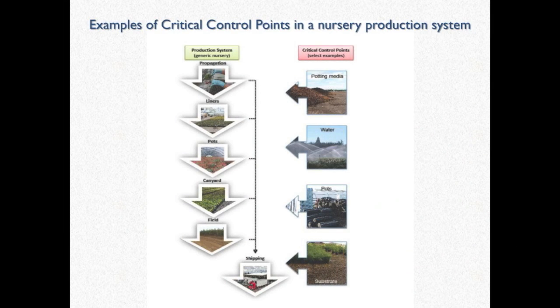Some examples of critical control points in a nursery system. Just to help you think about this, here's kind of a generic nursery where we have propagation, liners, pots, and a can yard, maybe in a field, and then shipping. Here are some of the critical control points you might think about. The potting media, the water, the pots themselves, and the substrate underneath the plants in the container yard, or the substrate or the soil in your field production system.